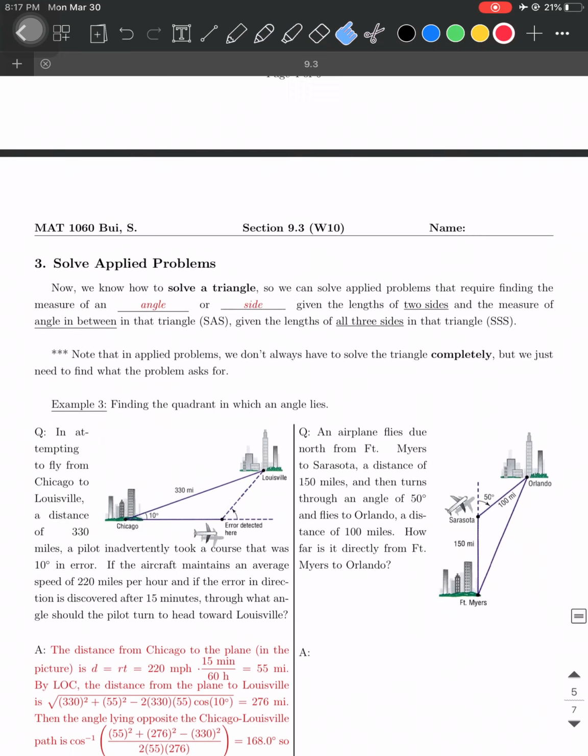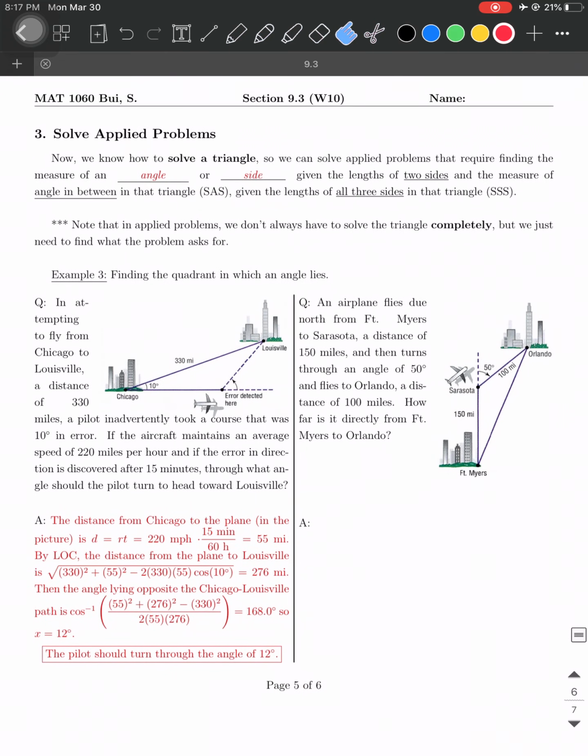Okay, let's move on to the last topic of the day, which is to solve for the application in here. So for this topic, the law of cosines, we only have 2 cases. We only have SAS in here, or SSS in here. And the thing about the application problems or word problems in this section is that you don't have to solve for the triangle completely. That means you don't have to have all 6 data in here. You only need to solve for whatever the problem asks you, okay?